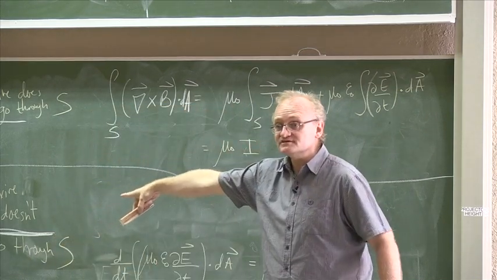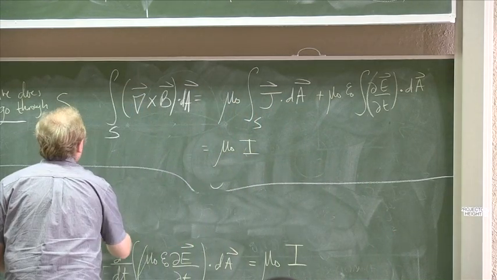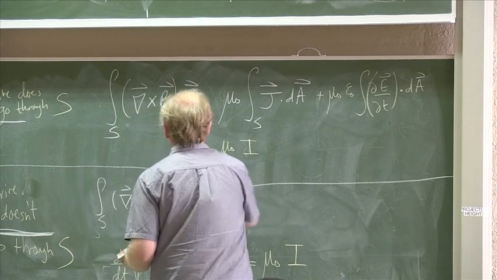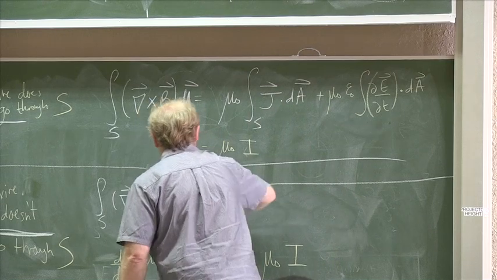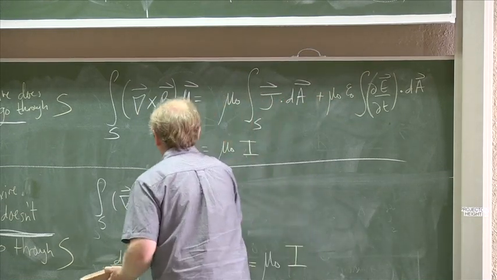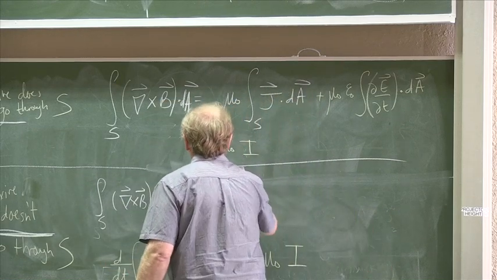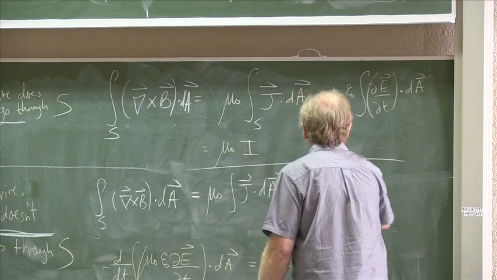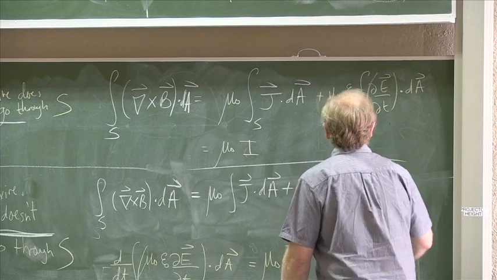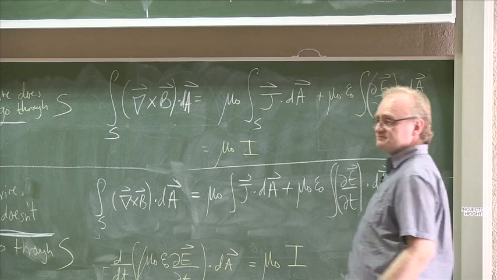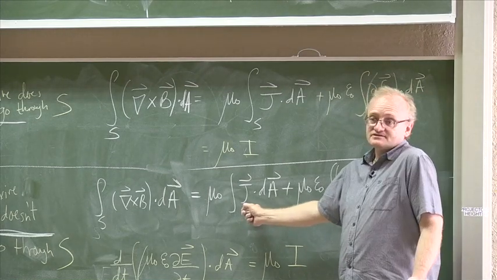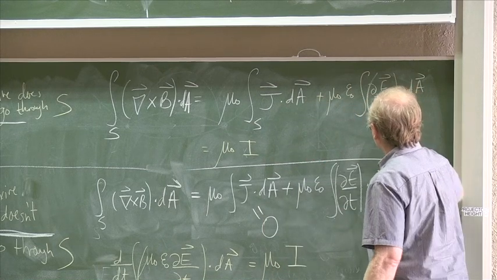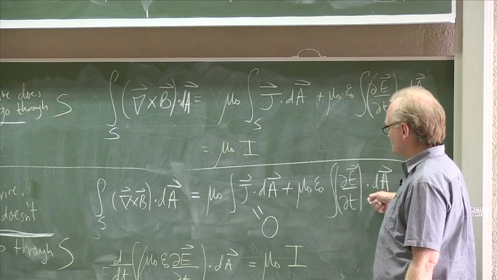if we do the same thing but now for this surface, we find the integral over S of the curl of B dot dA is equal to mu naught integral J dot dA plus mu naught epsilon naught integral dE dt dot dA. What does this term contribute? Zero, because the surface goes in between the plates of the capacitor. So this time, that term is naught. On the top blackboard, that term is naught. What does this term give us? Mu naught I.